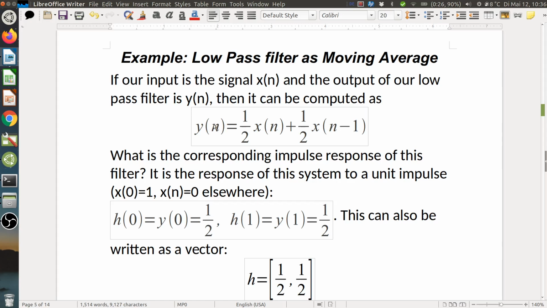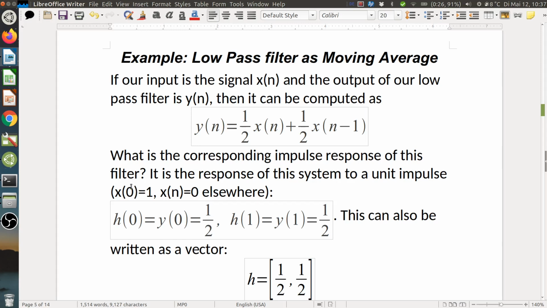So for each time step n, it computes this average of the past two samples. And this is kind of a cheap low-pass filter. So what is the corresponding impulse response of this filter? It is the response of the system to a unit impulse, right? Hence the name. So we can just make a unit impulse sequence.